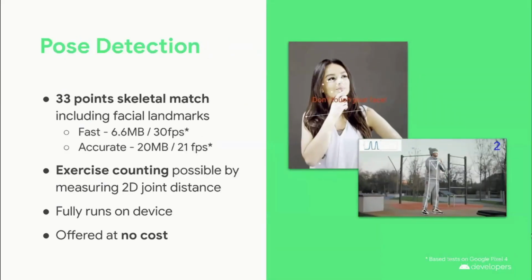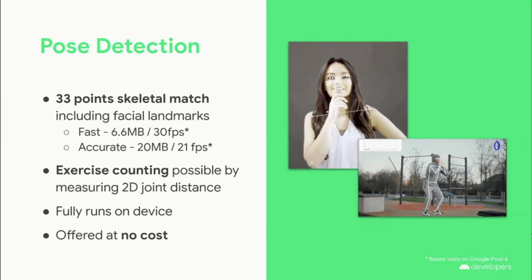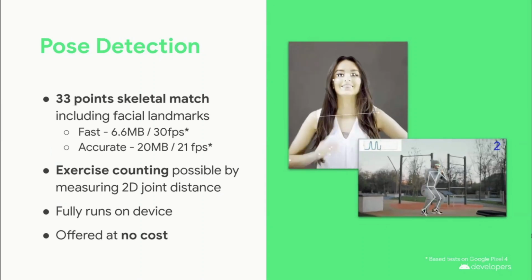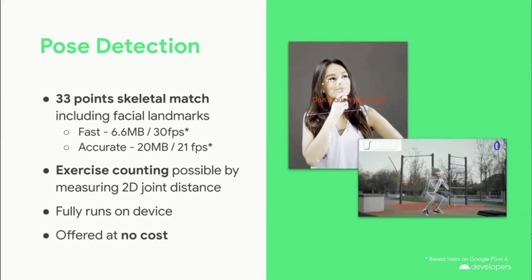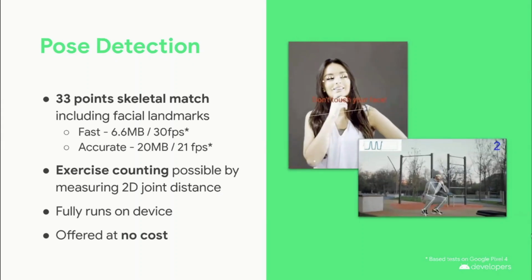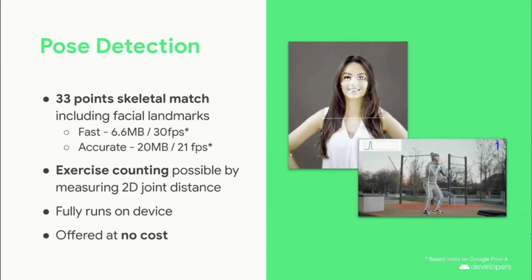The next thing that we've launched is around pose detection. It detects about 33 points skeletal match. And there are two different versions of the model, the fast and the accurate. So you can choose which one you want. There's a bit of a trade-off between model size as well as performance.